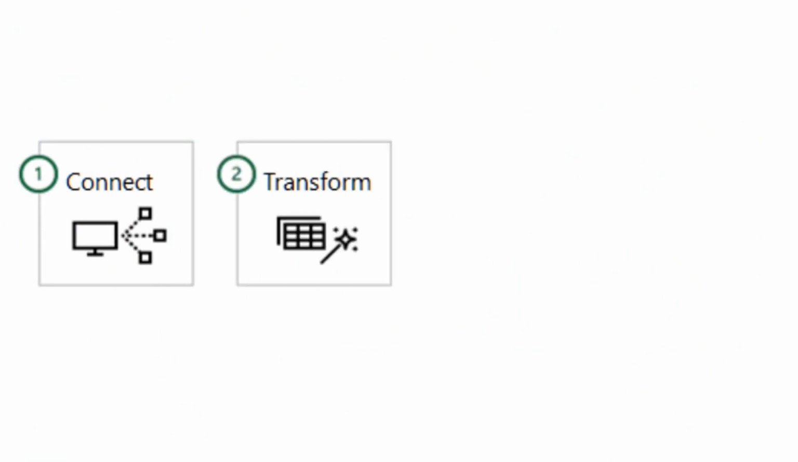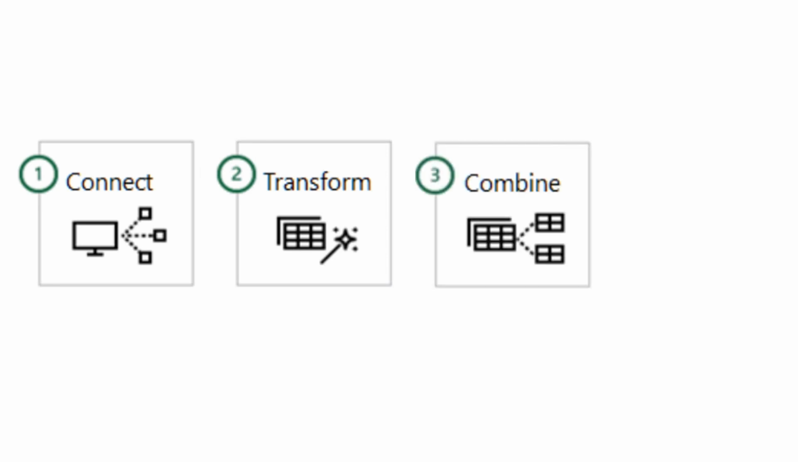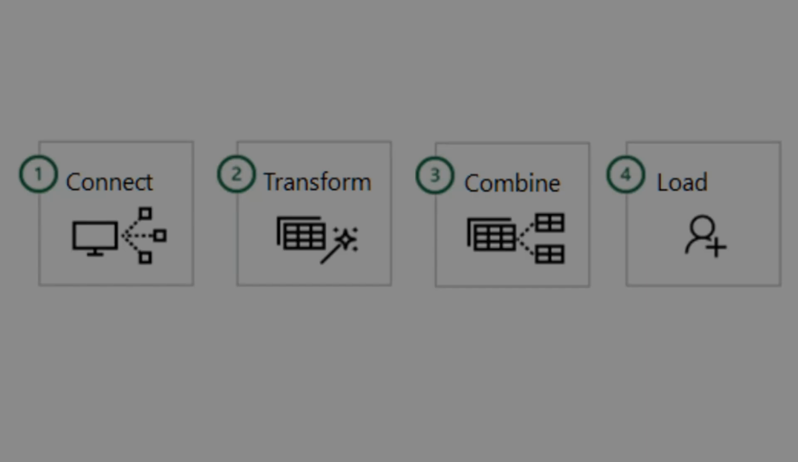Phase 2. Transform. Shape data to meet your needs, while the original source remains unchanged. Phase 3. Combine. Integrate data from multiple sources to get a unique view into the data. Phase 4. Load. Complete your query and load it into a worksheet or data model and periodically refresh data.